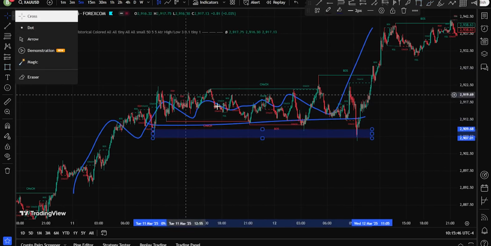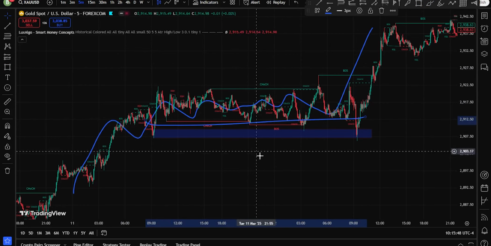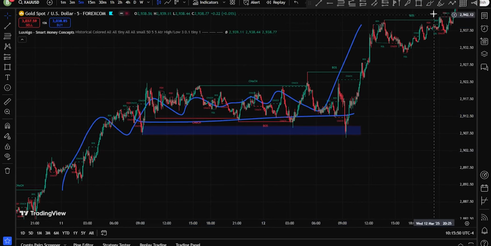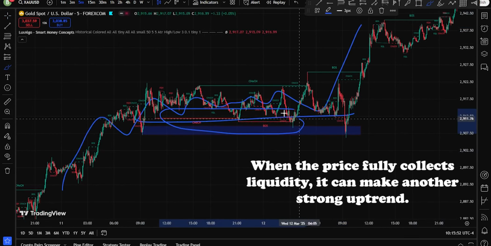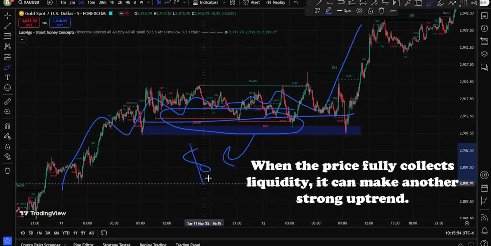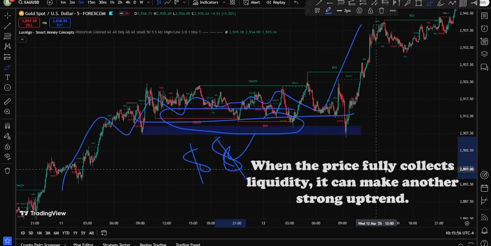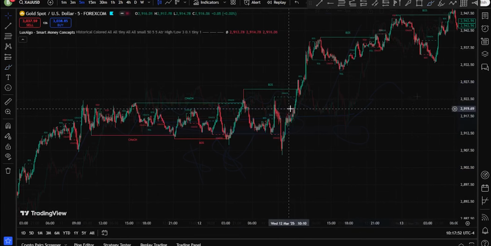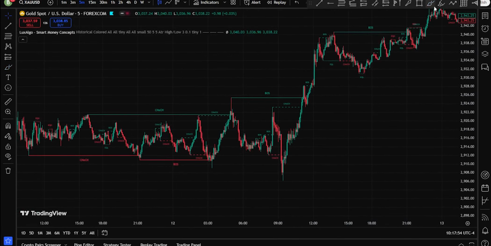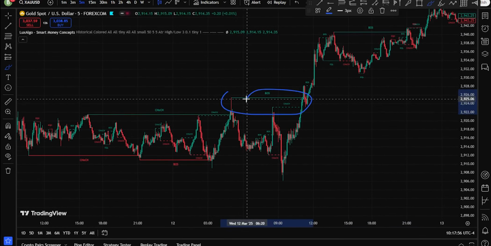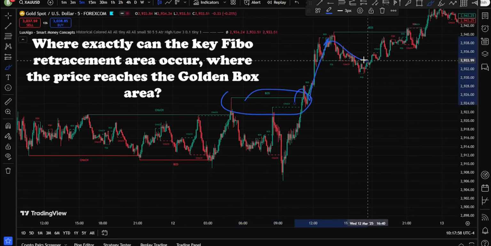3. Liquidity zones. These are areas where stop hunts and fakeouts happen, traps set by smart money to take out retail positions. 4. Fibonacci retracement, fiber. Add this to measure potential pullback levels. Key confluence comes when fib levels align with order blocks or liquidity zones.